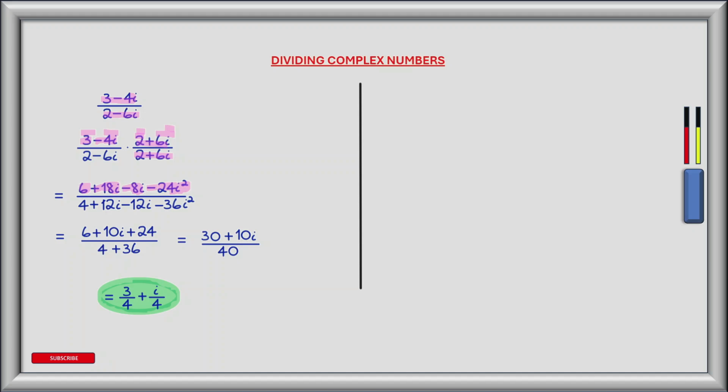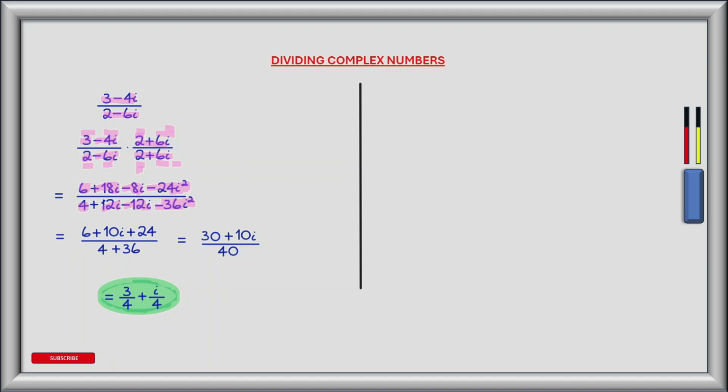And in the denominator, 2 multiplied by 2 gives 4. 2 multiplied by 6i gives 12i. Minus 6i multiplied by 2 gives minus 12i. And minus 6i multiplied by 6i gives minus 36i squared.